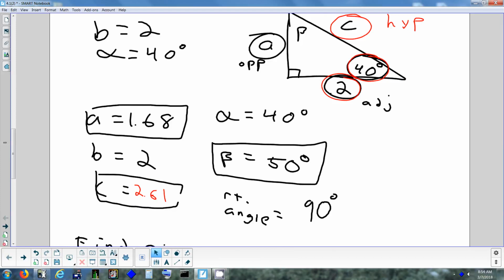That's bigger than B. Another thing you could do if you had extra time to check your answer is check the Pythagorean Theorem. Try a squared plus b squared and see if you get c squared, or close, okay, because you've rounded. So that's a good way to check your answer. Okay, so that's an example of solving a problem when they give you a side and an angle to start with. Any questions on that?